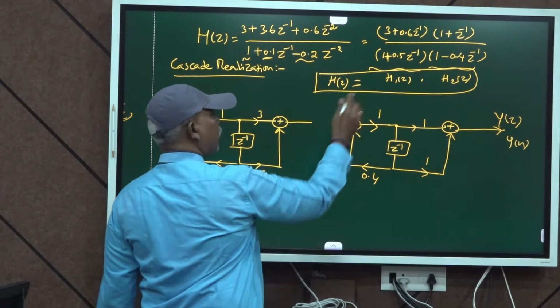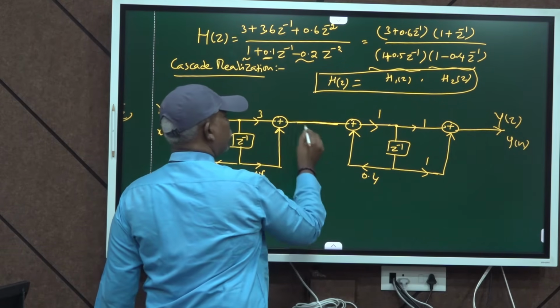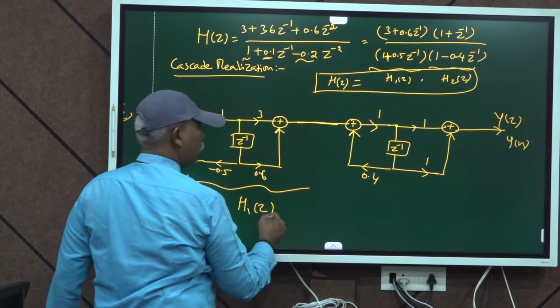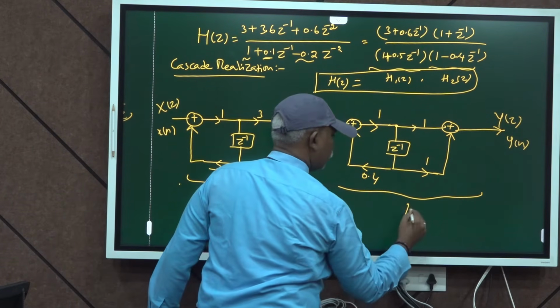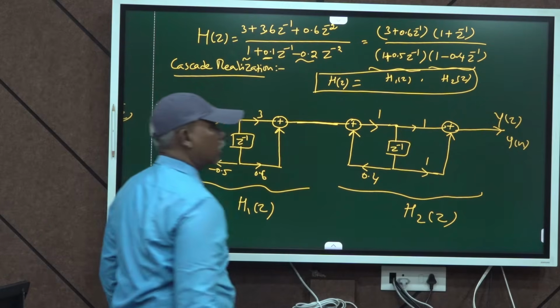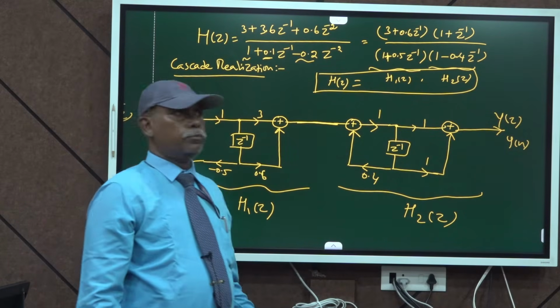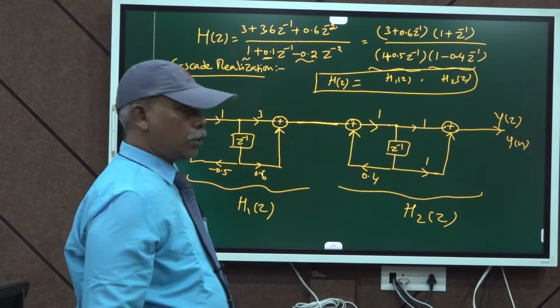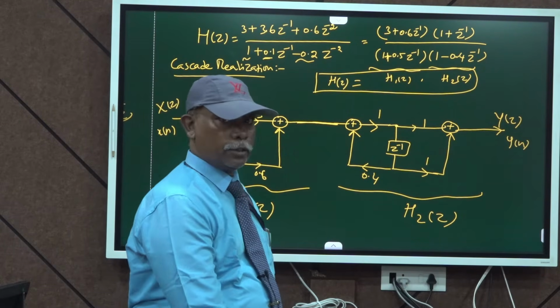Then the multiplication is just joining these two transfer functions. This is H1 of z and this is H2 of z, so both can be joined. Now it is over. So that's all about the cascade representation.